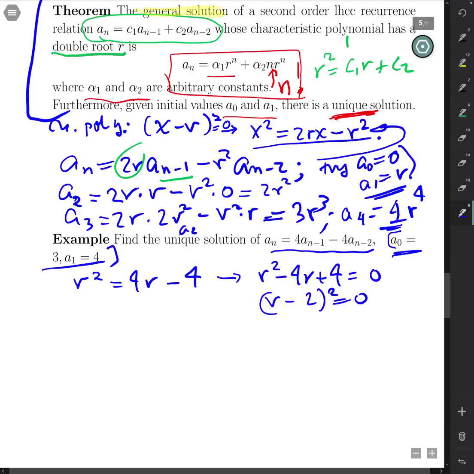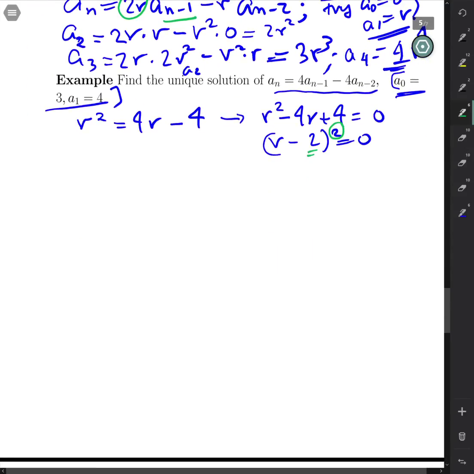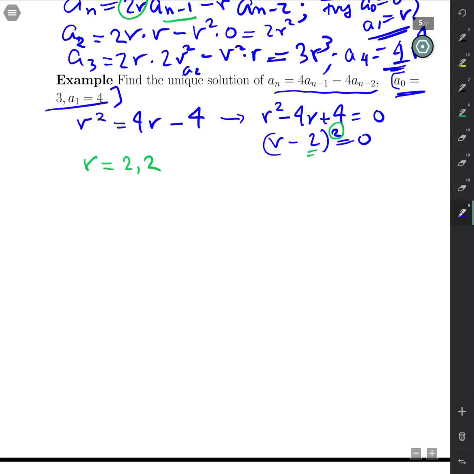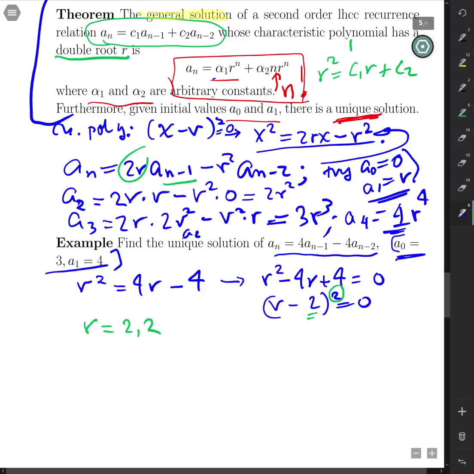Because of that square right there, I know I have a double root of 2, so I'm going to go ahead and scroll up here now. So we have the double root of 2, and I'll often write it this way to indicate that it is a double root, 2 and 2. So what the theorem tells us, let me scroll back up there just a second, is that we get an alpha 2 to the n plus a beta, I'll use a beta instead of an alpha 2, n 2 to the n.